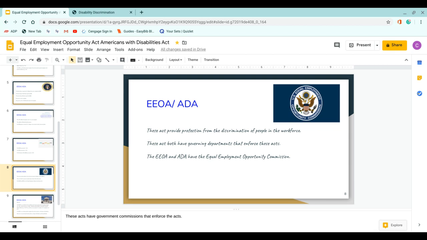Anytime you think you're being discriminated against in your workforce, you have to file a complaint with the Equal Employment Opportunity Commission. You have to do that first before filing a lawsuit. That's the law.